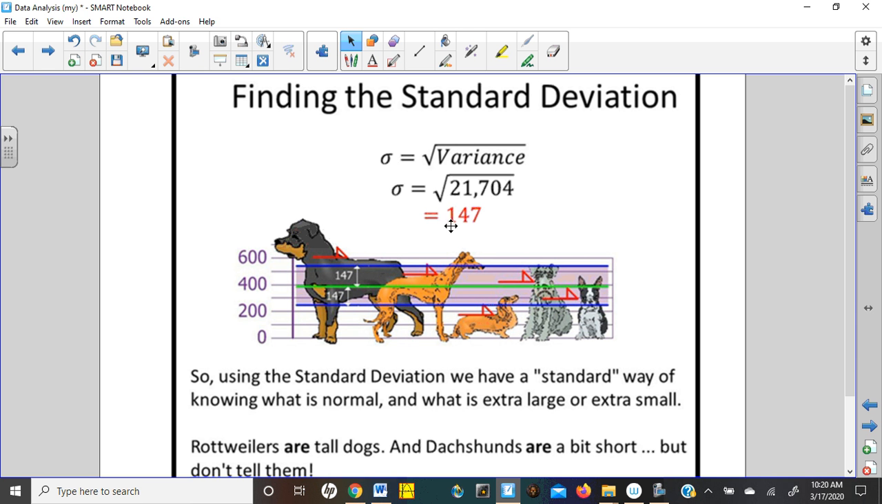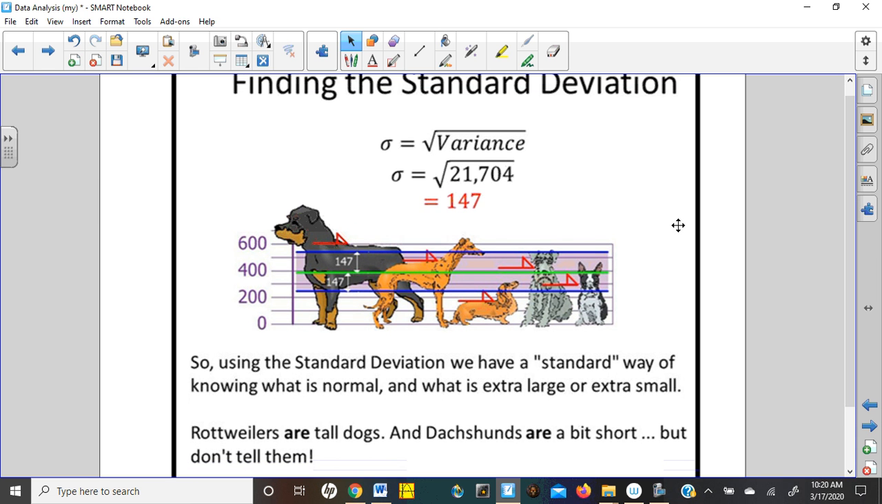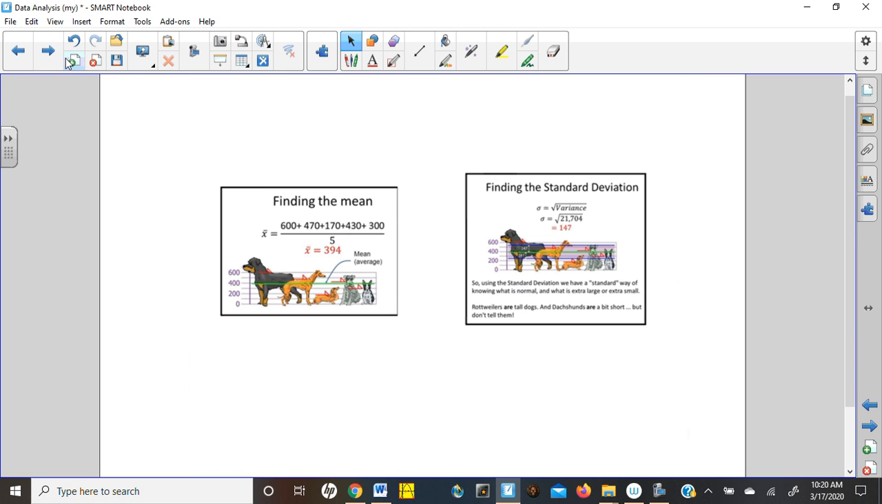It looks like they calculated it to be 147 probably millimeters here. And you can see that most of the dogs fall within one standard deviation. At least 3 of them did. We have one little short dude and one tall guy that were above that. And that's when we know that the data is starting to get away from the center. We'll be talking about that concept today.